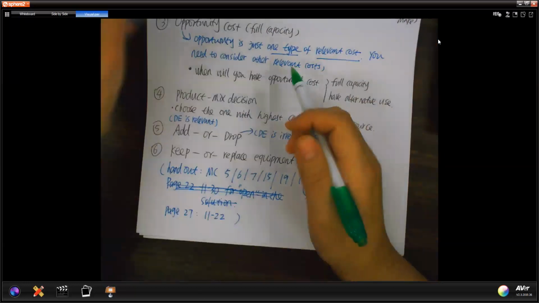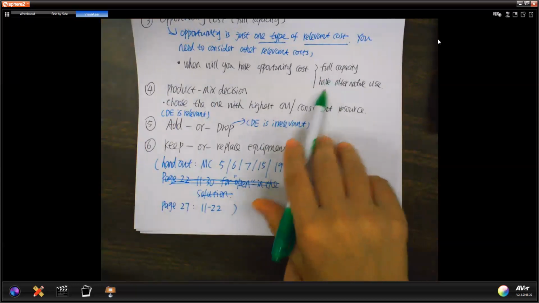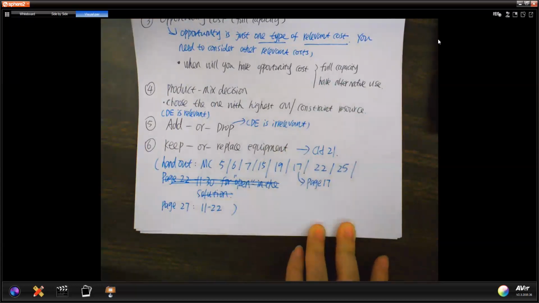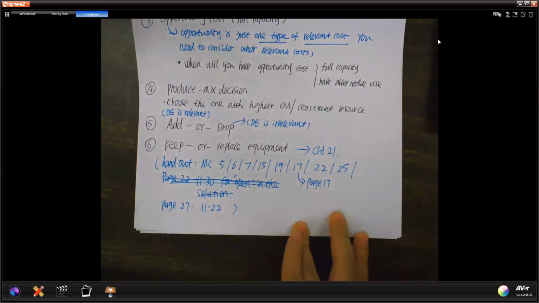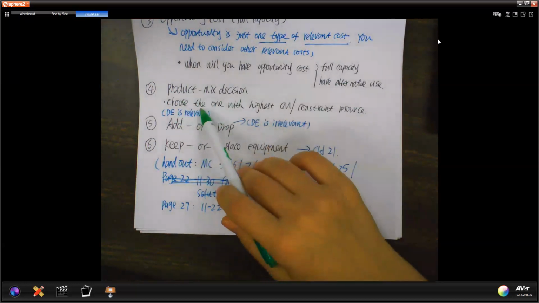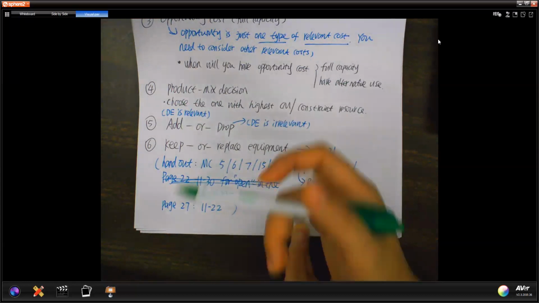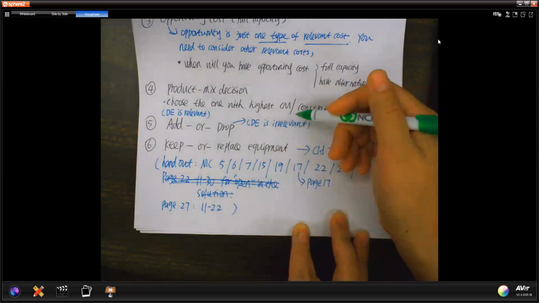Sorry, I've just been thinking, right? You are already working at full capacity and you have an alternative use. If you don't have an alternative use, you just leave it idle, then there is no opportunity cost. We have talked about this also. Talking about the product mix decision, we said we have to choose the one with a higher contribution margin per constrained resource, right? Every day you only have 24 hours.